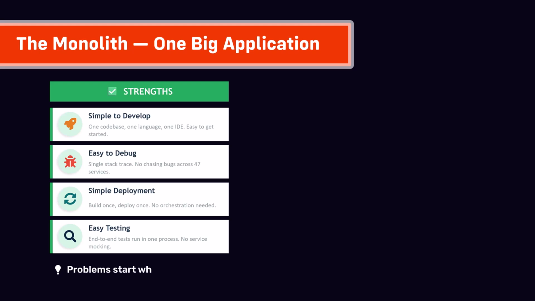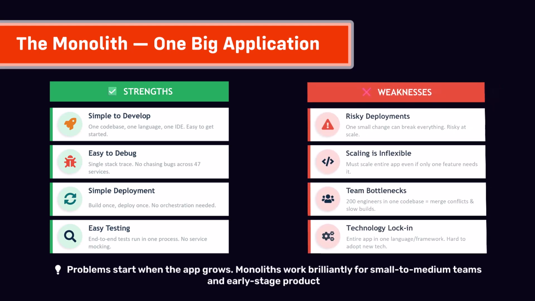The problem starts when the application grows. When you have 200 engineers all working on the same code base, a small change in the payment module can accidentally break the notification module. Deployment becomes risky, build time becomes slow, and scaling becomes inflexible. You have to scale the entire monolith even if only one feature is getting heavy traffic. So this is the problem with monolith.